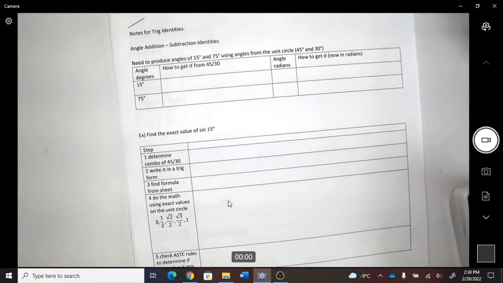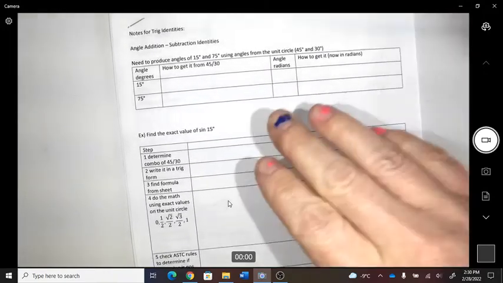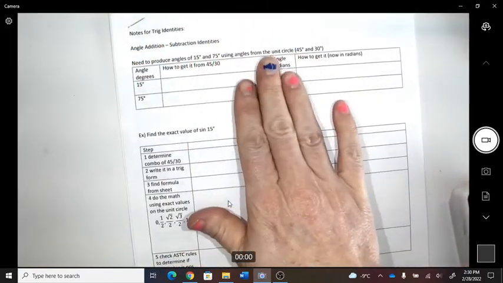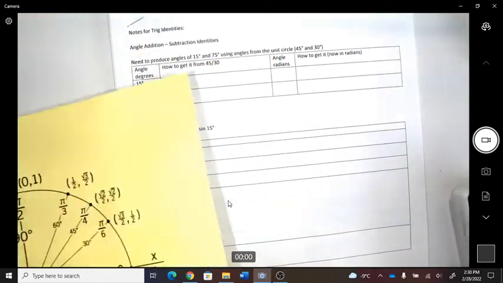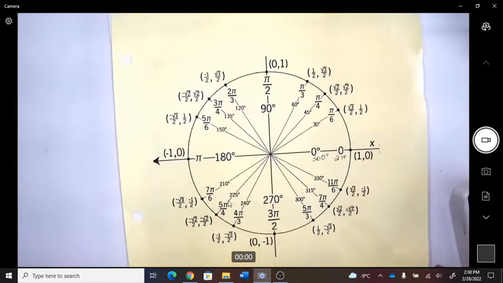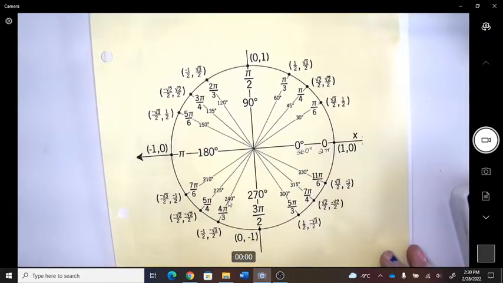Next unit is called trig identities. Okay, so we're going to be doing a lot of stuff on this formula sheet this time. This first outcome talks about us using angles of 15 and 75 degrees. So let's go to our unit circle to start this out.